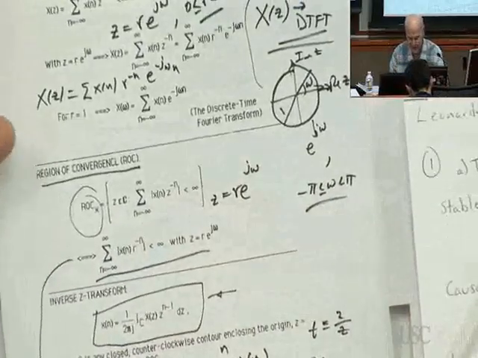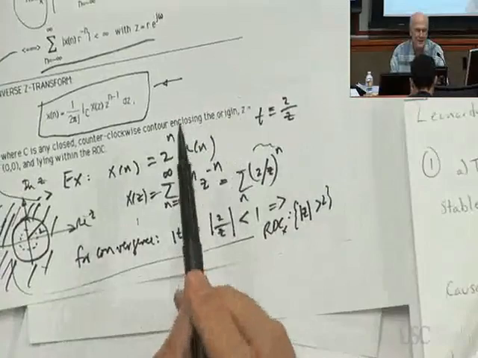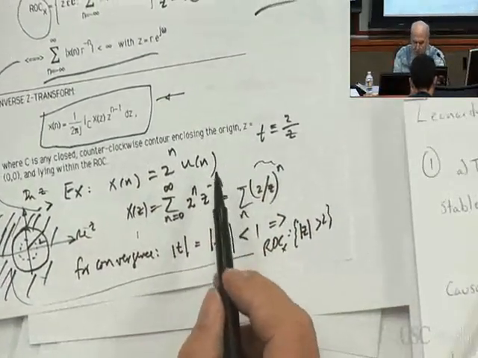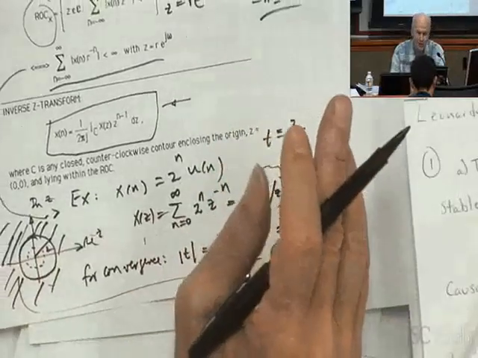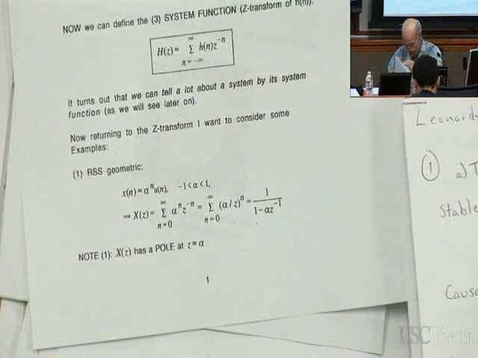Okay, so that is absolutely critical. And the other thing that's interesting is that there are a whole bunch of sequences where the DTFT doesn't converge, but the Z transform does in the appropriate region of convergence. So that is what I want to say. I just want to make sure.